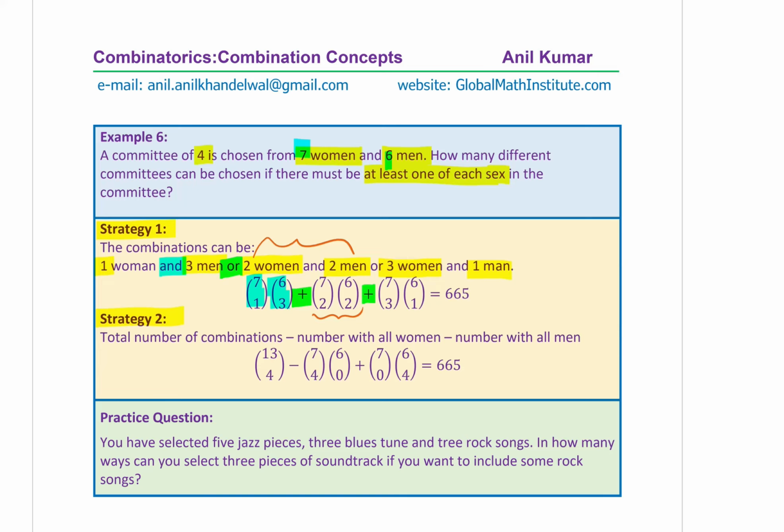Or means add. Add the third choice, and the third choice for you is 3 women and 1 man. So that is your third choice. Find the value, add them up, and you get your answer. Perfect. So that is one strategy. So you could have the cases, and we have three different cases.